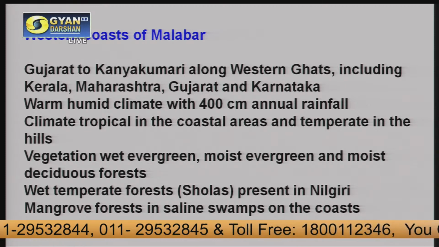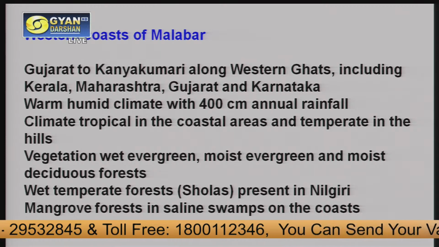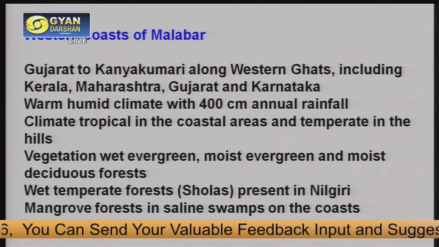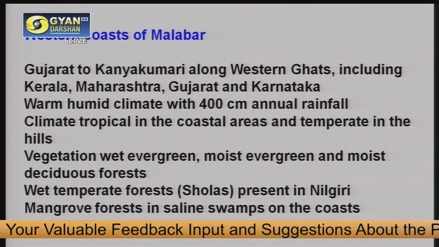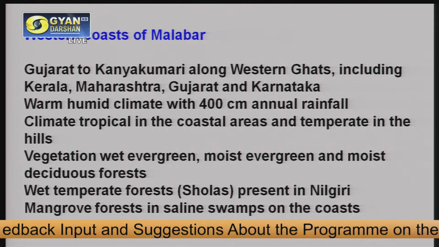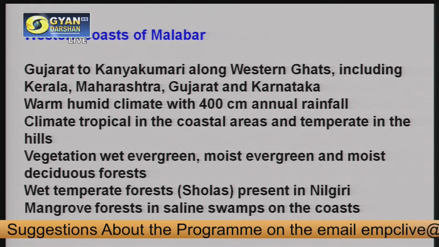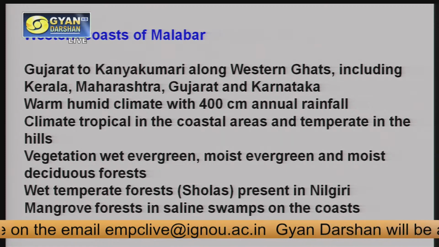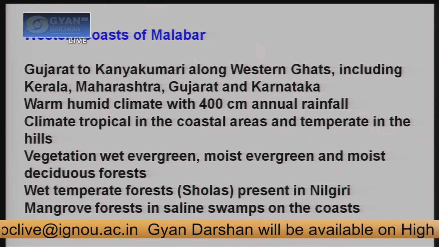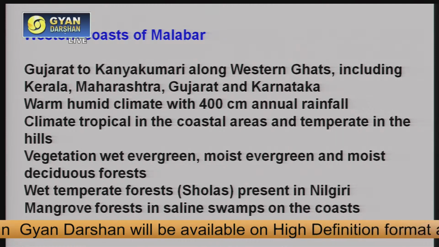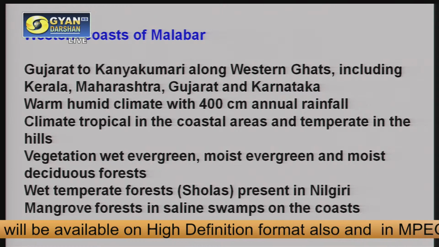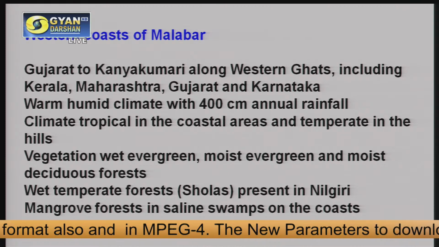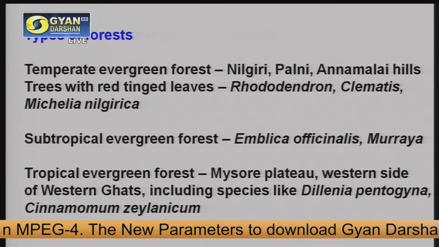So now you come to Gujarat to Kanyakumari along Western Ghats, including Kerala, Maharashtra, Gujarat and Karnataka. So here you have a humid climate with 400 centimeter annual rainfall. Climate is tropical in the coastal areas and temperate in the hills. Among the vegetation you have evergreen, wet evergreen, moist evergreen and moist deciduous. And a very important kind of forest is predominant in the Nilgiri hills, that is wet temperate forests, which are commonly called the sholas. And again you have the mangrove forests in the saline swamps on the coasts.